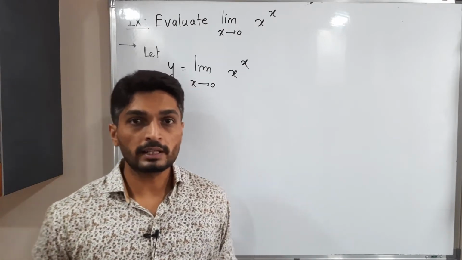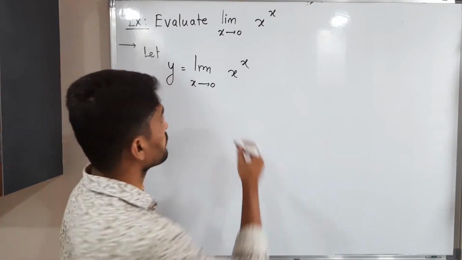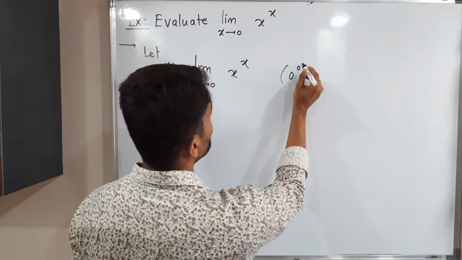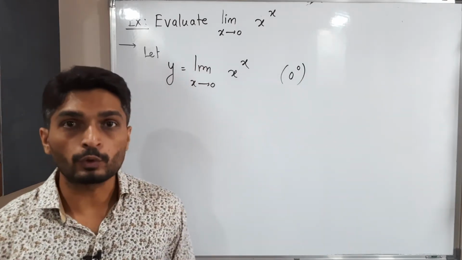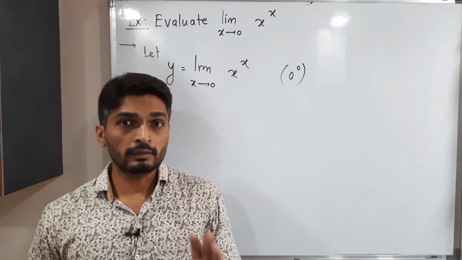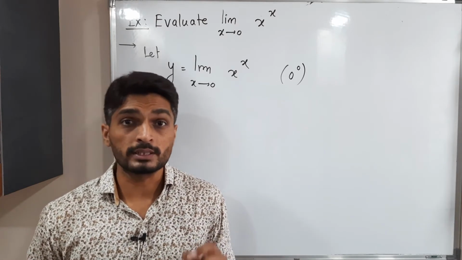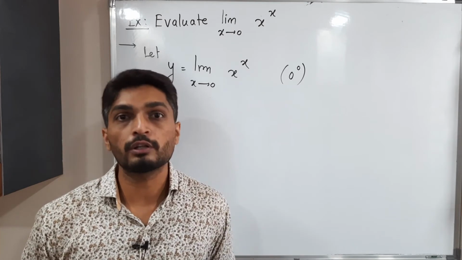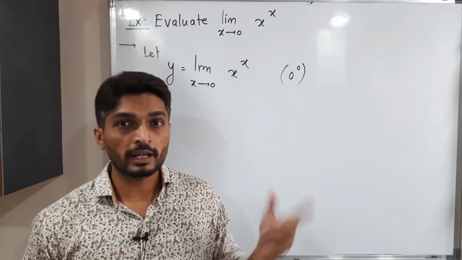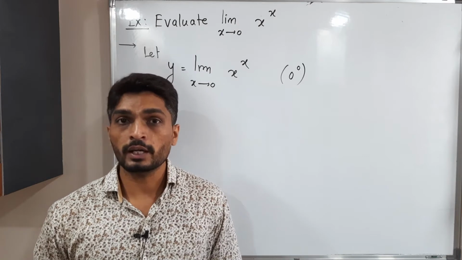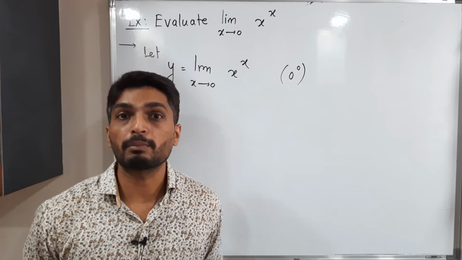But the problem is that if I put x equal to 0 directly, what will happen? We will have the 0 raised to 0 form, which is not defined. We don't know its value. Then we have to go for L'Hospital's rule. But L'Hospital's rule is applicable only for 0 upon 0 or infinity upon infinity form, and we are having something different. So that's why L'Hospital's rule is not directly applicable here.